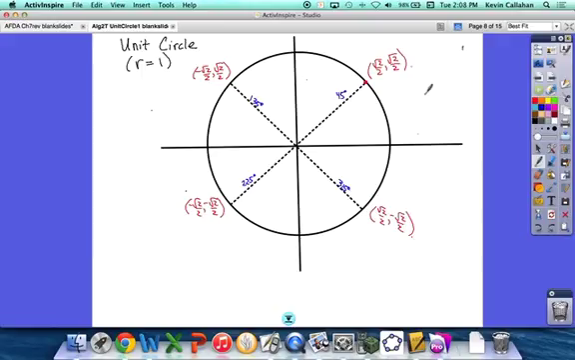All the x-coordinates in quadrant 2 have to be negative. The y-coordinate's still positive. In quadrant 3, they're both negative. In quadrant 4, x is positive, y is negative. So now we've done every 90 degrees. We've done every 45 degrees in between.